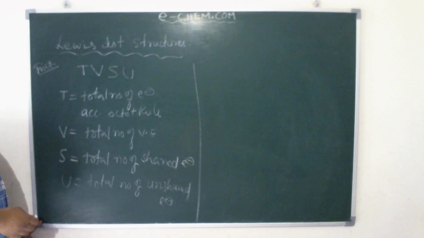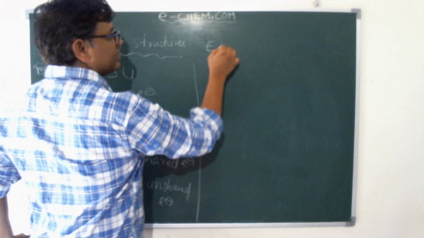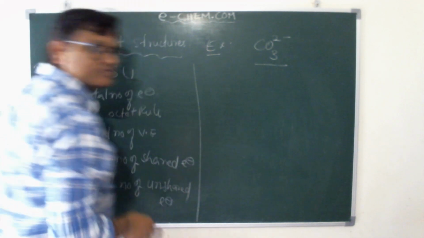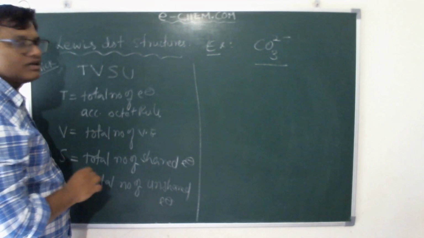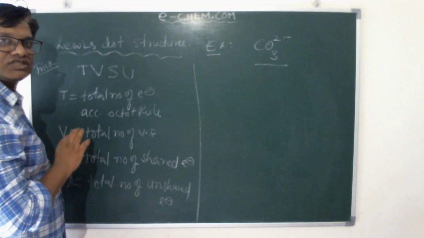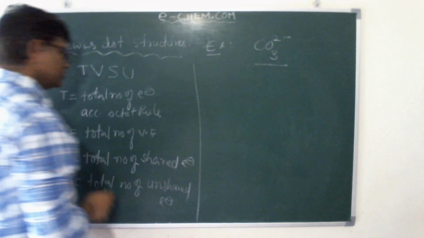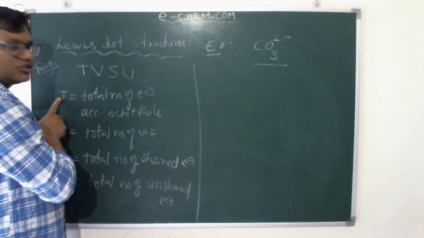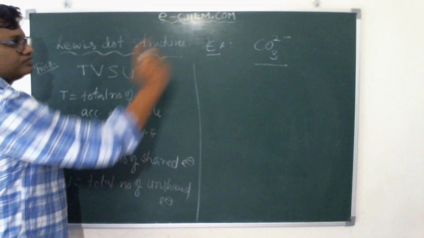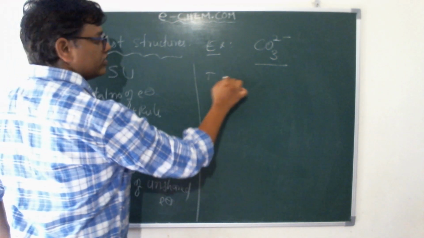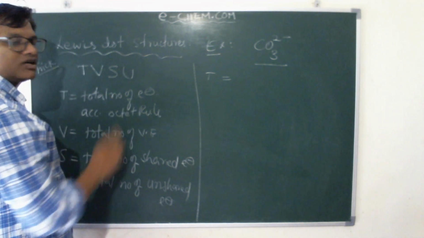So let's take one example to write Lewis dot structure using this TVSU. For example, I'm taking here carbonate. This carbonate radical, I want to write a Lewis dot structure using TVSU rule. To write the Lewis dot structure, first the total number of electrons is to be calculated according to octet rule for the molecule or molecular ion, whatever it may be. So that's what I'm doing now. So the total number of electrons for this carbonate ion will be.